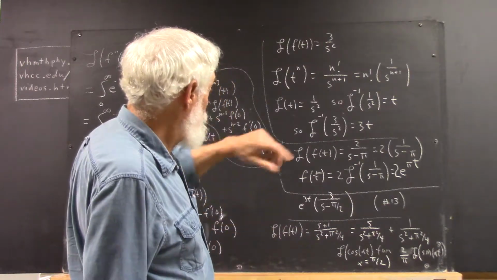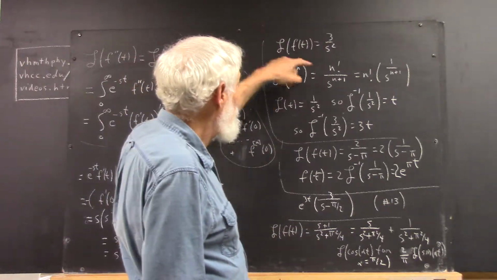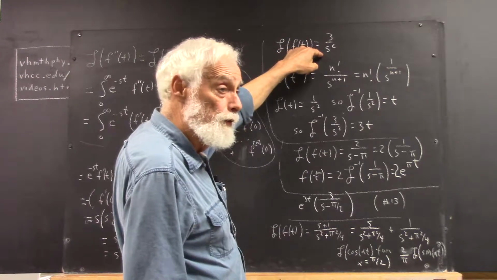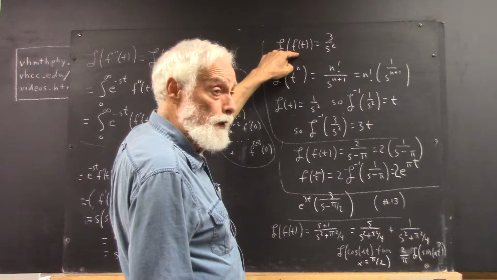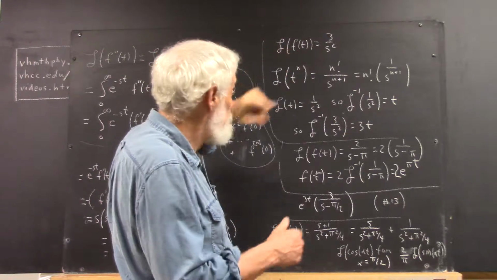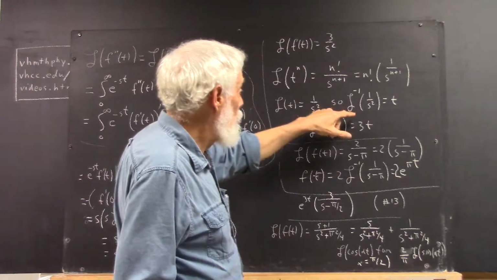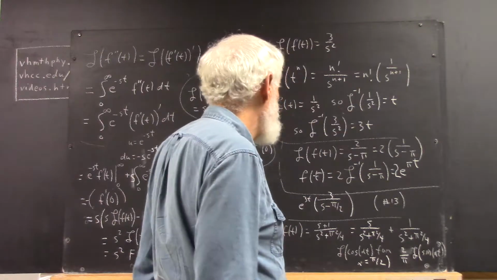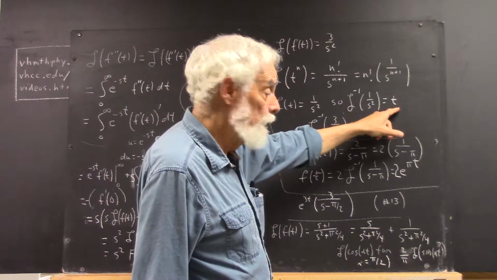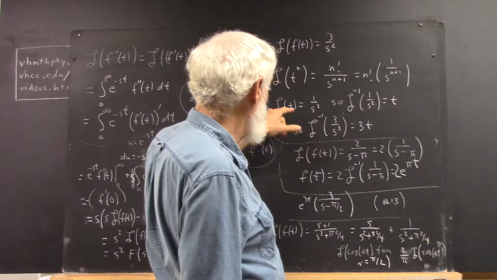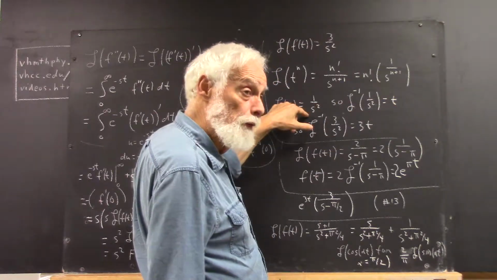So now the way we're going to write this: if the Laplace transform of f of t is 3 over s squared, we're going to conclude that f of t is 3t. Okay? And we're going to call that the inverse Laplace transform. The inverse Laplace transform of 1 over s squared is t, because the Laplace transform of t is 1 over s squared.